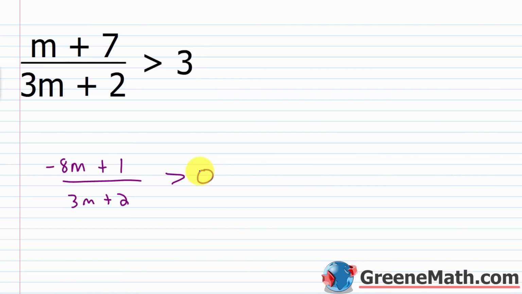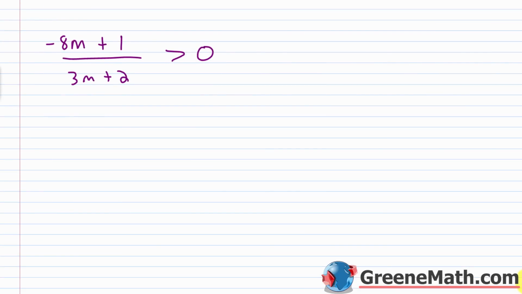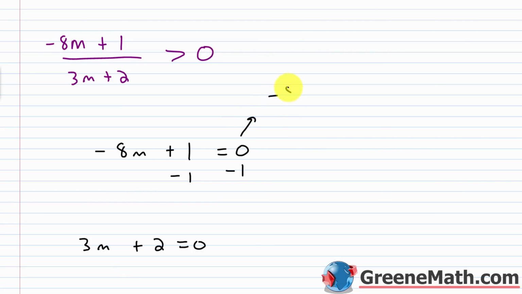Okay, so now all I want to do is very, very simple. I want to set the numerator equal to 0, so -8m plus 1 equal to 0, and I want to set my denominator equal to 0. So 3m plus 2 is equal to 0. Subtract 1 away from each side of the equation here. I'll get -8m is equal to -1. I'll divide each side of the equation by -8, and I'll get m is equal to 1/8.